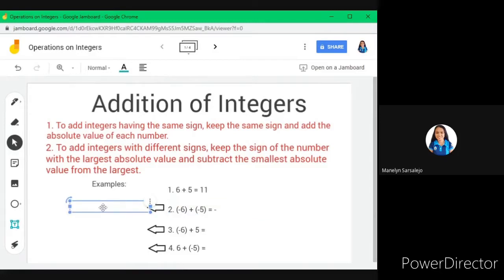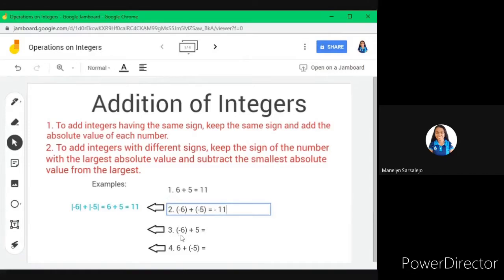Okay, the absolute value of negative 6 plus the absolute value of negative 5. Okay, so absolute value of negative 6 is 6 plus the absolute value of negative 5, which is 5. So the answer is 11. So our final answer for this example is negative 11.